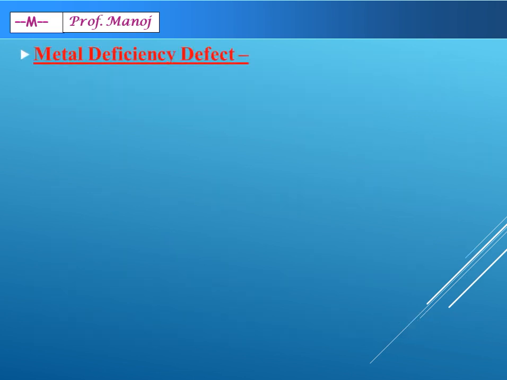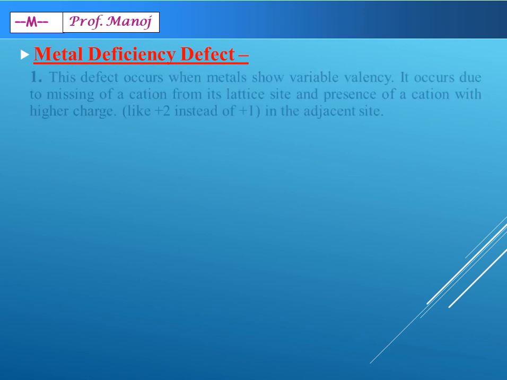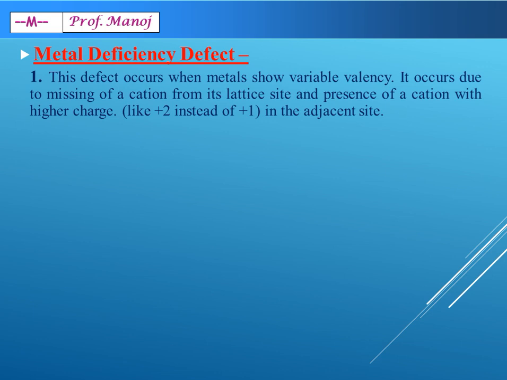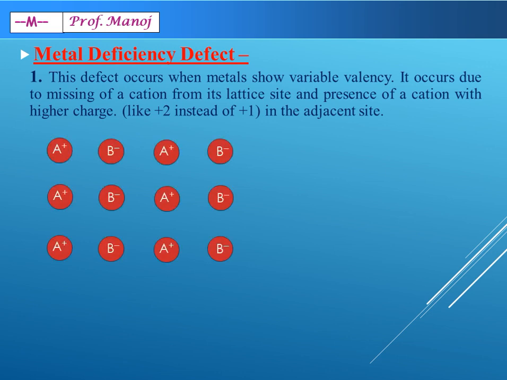The third defect is called metal deficiency defect. In this defect, metals which show variable valency can only show this defect. Imagine that there is a cation which is missing from a lattice site and that cation is replaced by another cation with a higher charge. Let us see this practically.